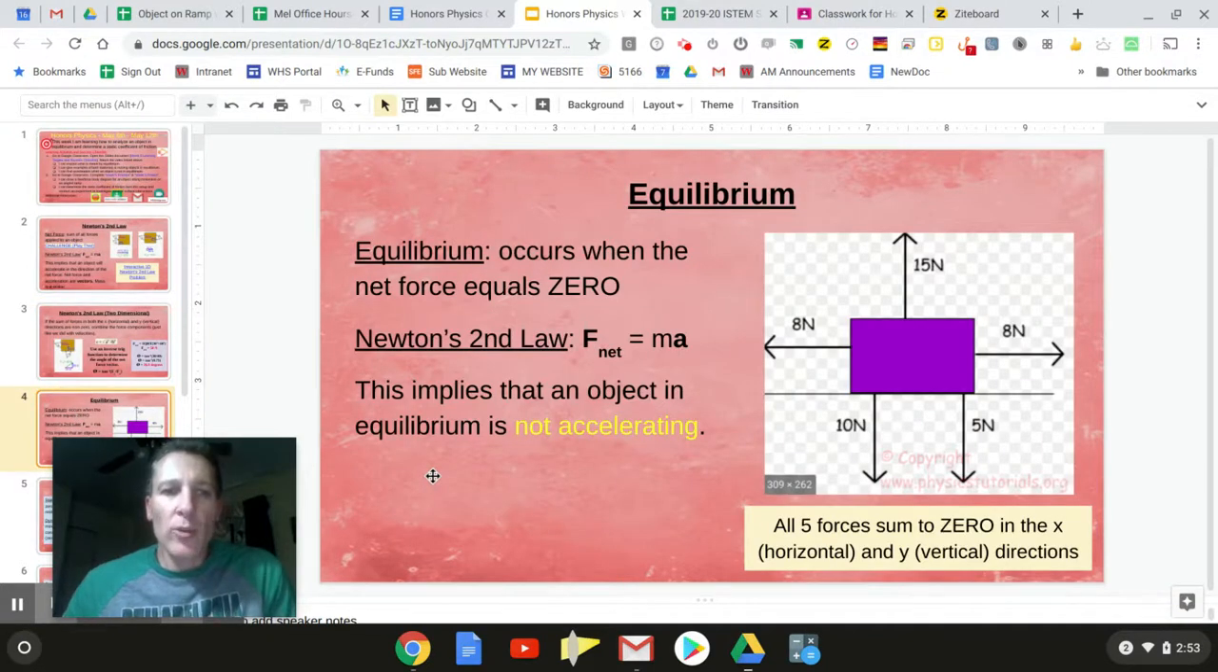Now, the state of equilibrium occurs whenever an object's net force is equal to 0. So when you sum up all the forces acting upon the object, if they all balance out, that will imply that the object is not accelerating, right? So if your net force is 0, the acceleration of the object must also be 0. This is demonstrated in the little figure to the right here. All 5 of these forces, if you sum them up in the y direction, they balance, as well as the x direction.